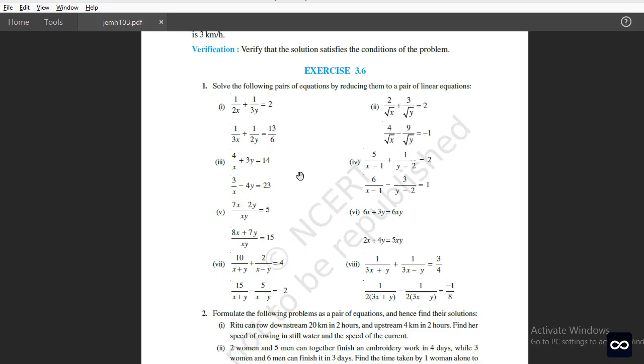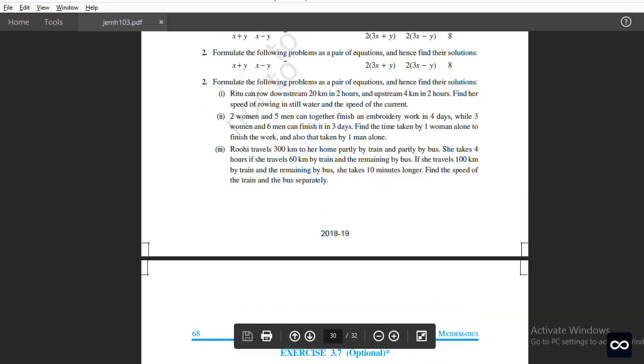Hey guys, so this will be your last part of this chapter. So let's begin with our NCERT last exercise, that is 3.6. So question 1, I have already taught you this question 1, reducing the pair of linear equations into two variables in part 6. So you know how to solve them. Then we move on to our next question, which is question number 2.